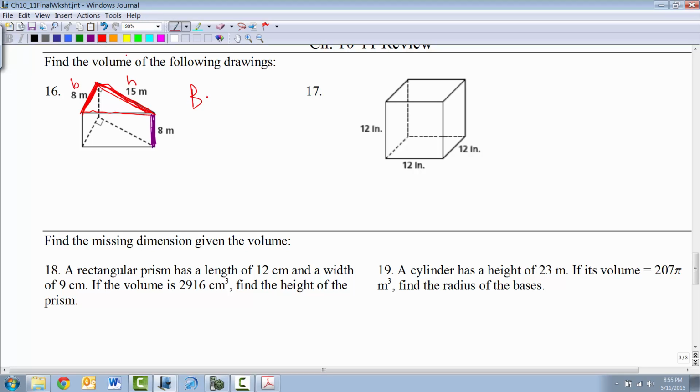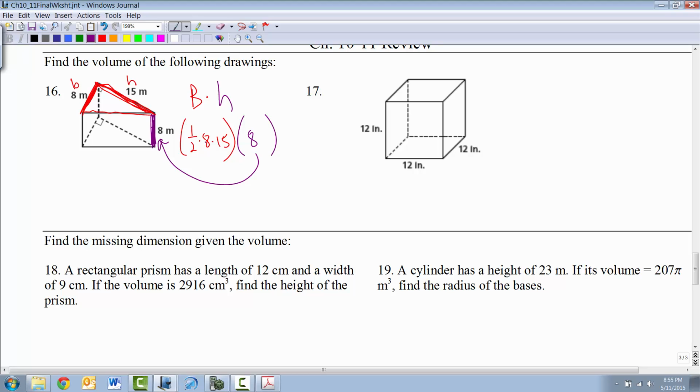So this is big B times, I'm even going to color code this, times H. So what's big B? An area of a triangle, which is 1/2 times 8 times 15, times H, which is this 8. Just happens to be the same thing as the other 8 that we have for the triangle.